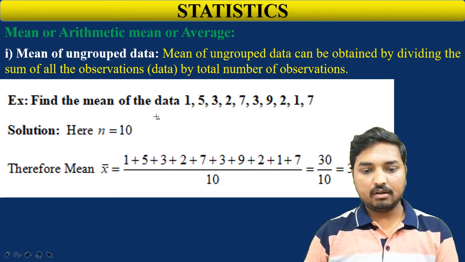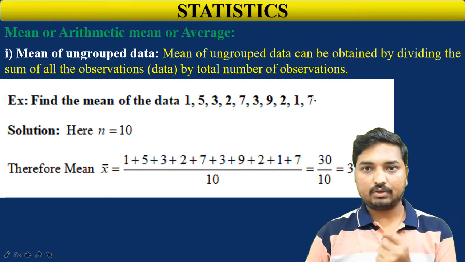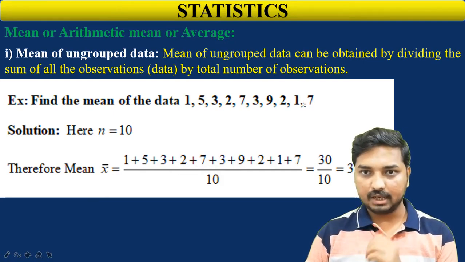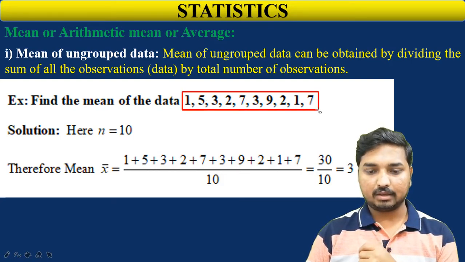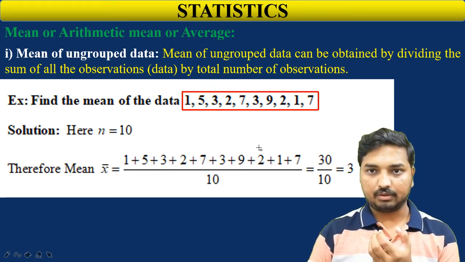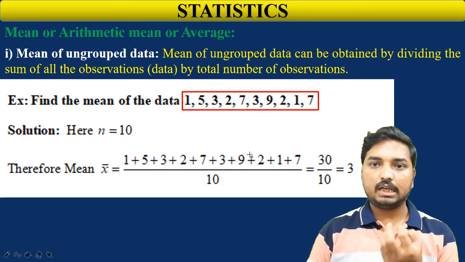So find the mean of the data. Here 1, 5, 3, 2, 7, 3, 9, 2, 1, 7. They are the data. So first you have to count how many data are present. Now look at here, 1, 2, 3, 4, 5, 6, 7, 8, 9, 10. So there are 10 data. They are also called observations actually. 10 observations are there, 10 data are there.